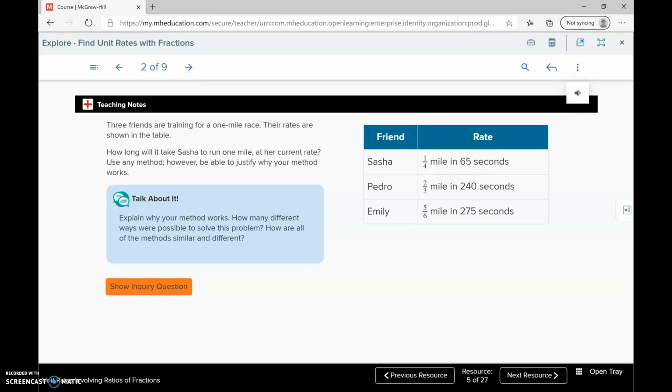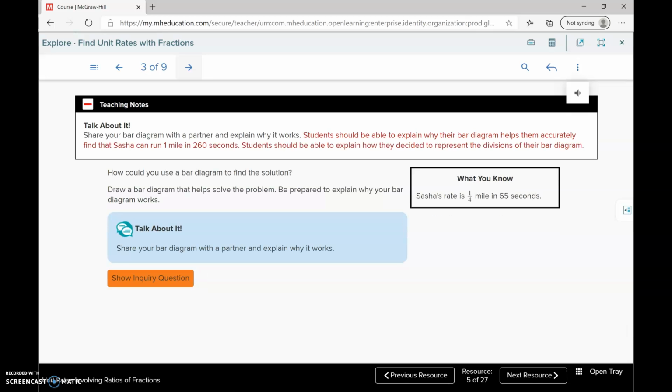Three friends are training for a 1-mile race. Their rates are shown in this table. How long will it take for Sasha to run 1 mile at her current rate? Use any method. However, be able to justify your method with how it works. Remember in the launch, we talked about the bar method and scaling, and if you find another way, that's fine. So let's explore.